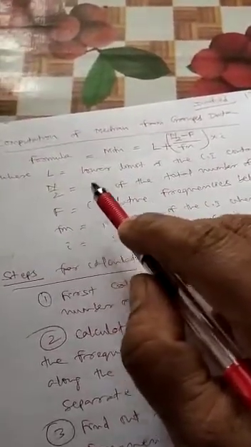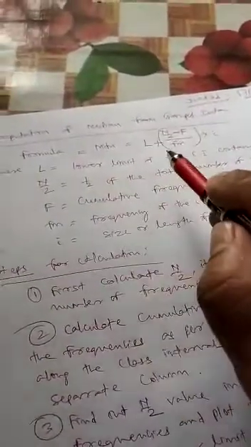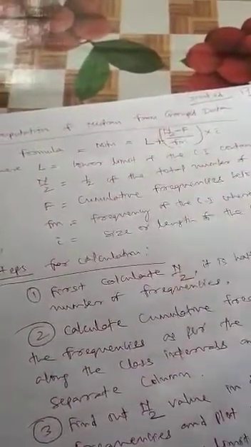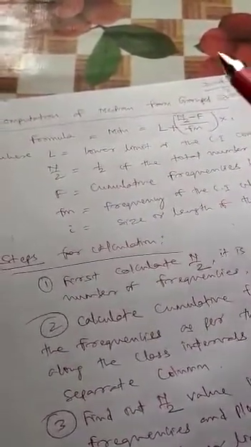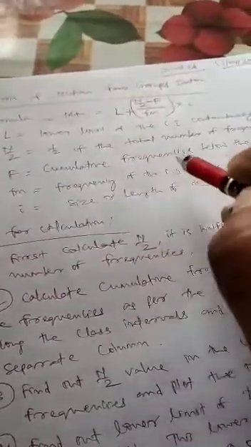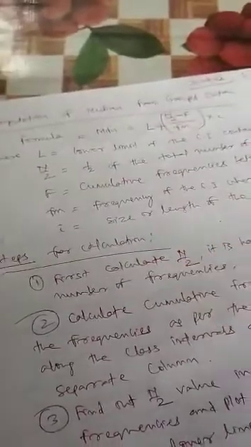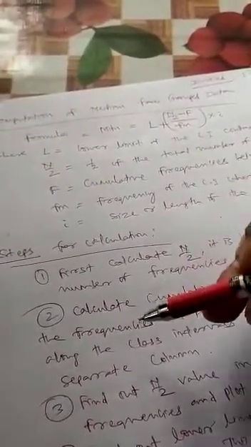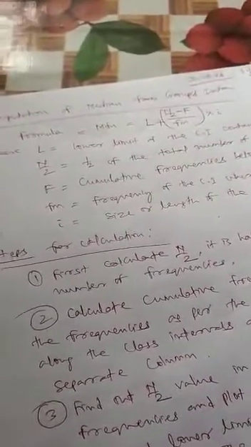N by 2 is half of the total number of frequencies. Why half? Because we all know that median is the exact 50%, the exact point that divides the distribution into two equal halves. Therefore, we have to take n by 2. F means cumulative frequencies below the median. Cumulative frequencies means all the frequencies which are added together from the bottom to the top or from the top to the bottom on the basis of the spread of the scores.